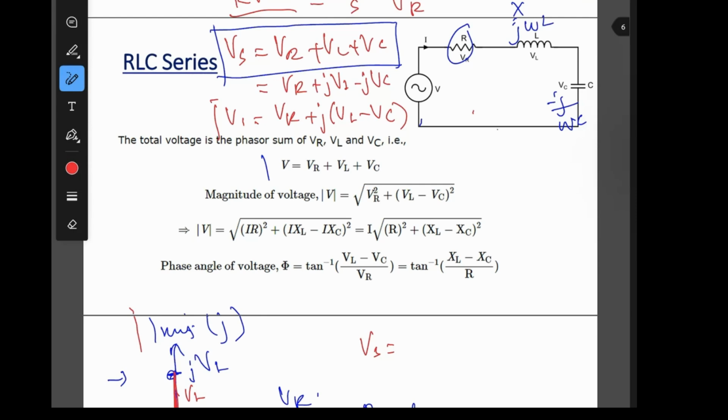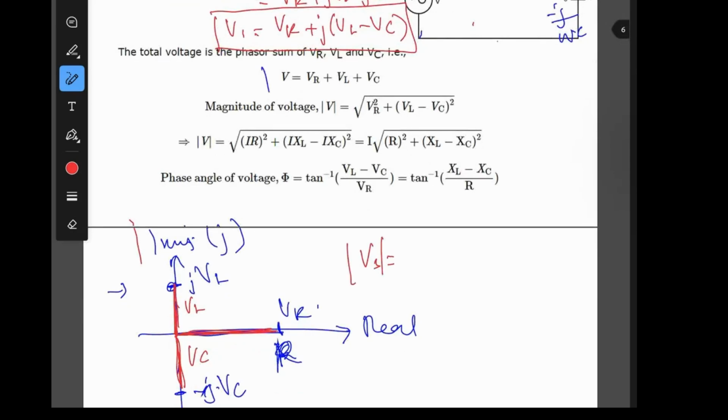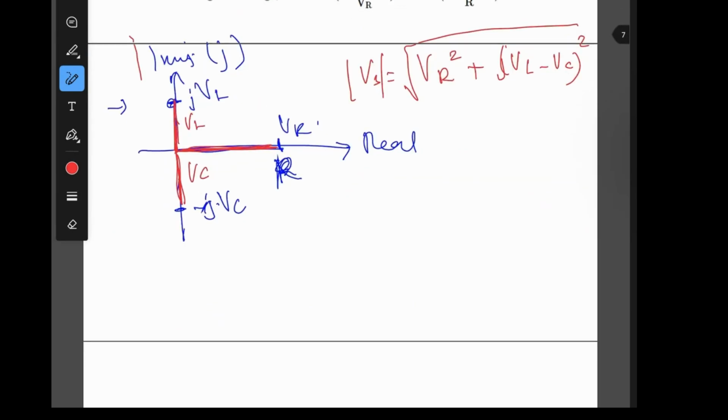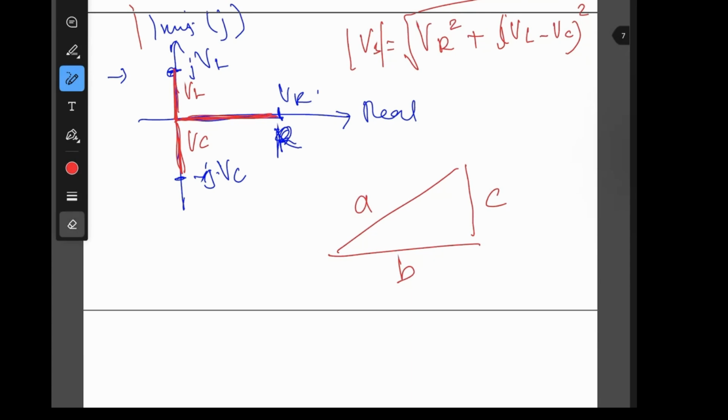This is Vs. So for the magnitude, how to find the magnitude? Vs magnitude is equal to the square root of VR squared plus (VL minus VC) squared. Okay, for example, we have a triangle with sides A, B, C. How to find A? A will be equal to the square root of B squared plus C squared. Okay, trigonometry.